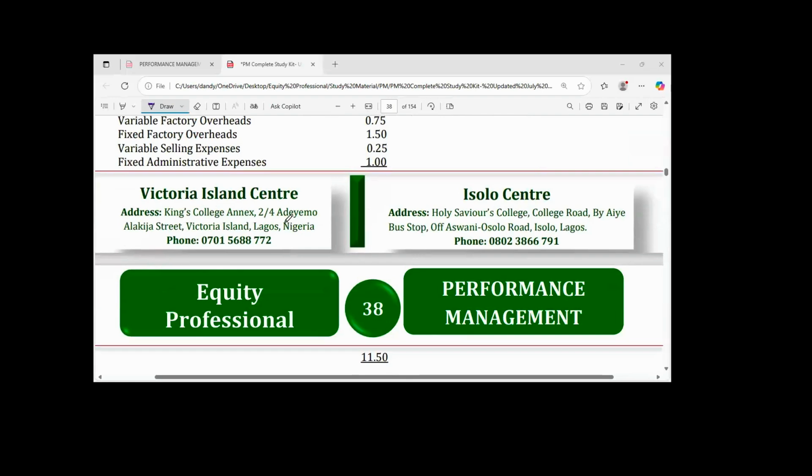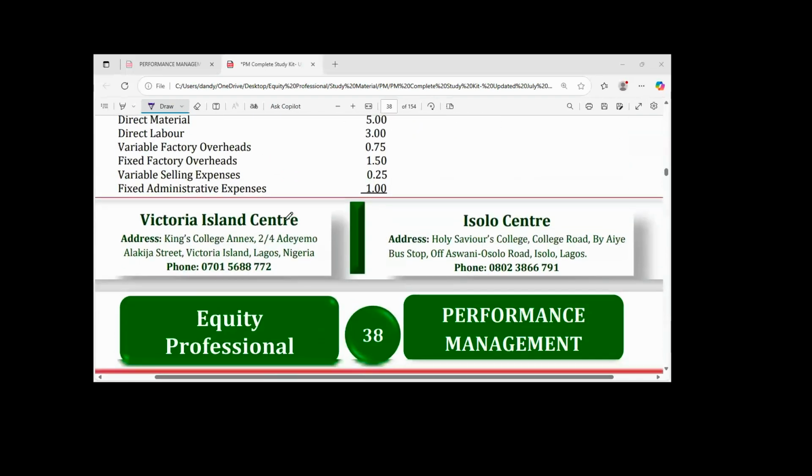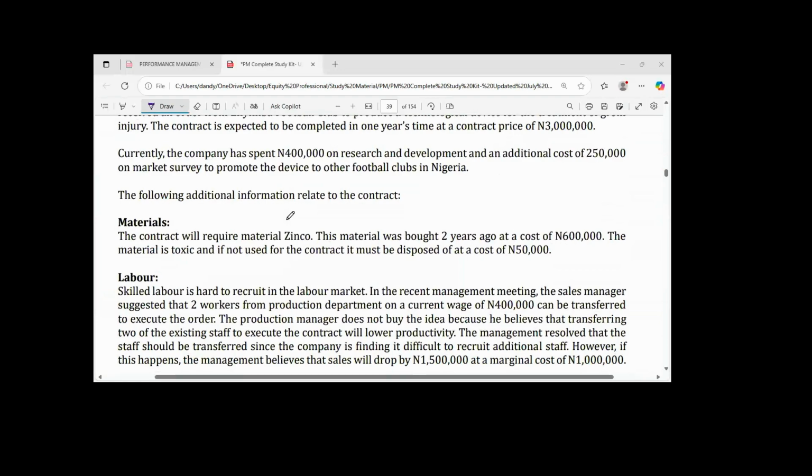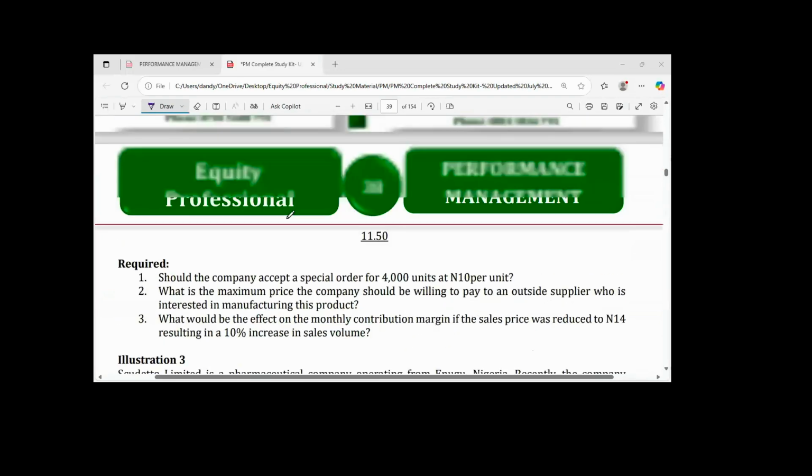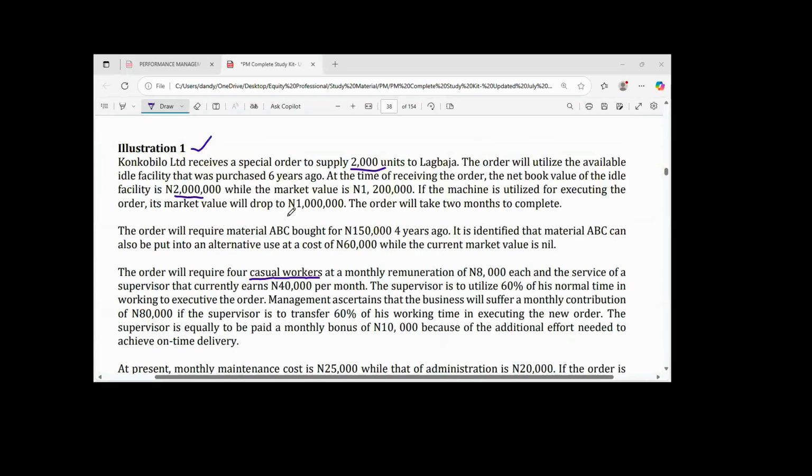I just wanted to clarify that first item, idle facility, where we have 1.2 million minus 1 million is the idle facility. You know, they also mentioned that the idle facility was executed for 2 months. Are we not supposed to multiply it by the number of months, or is it that the 200,000 was straight for the 2 months? Now the 200,000 is not based on activity level. The market value of the idle facility is not based on the period of the contract. You are told that the market value is 1.2 million. If the machine is utilized for executing the order, its market value will drop to 1 million naira. The order will take 2 months to complete. So it is not based on the activity level, and not based on the period of the contract. Okay?